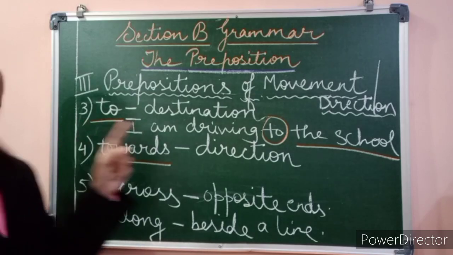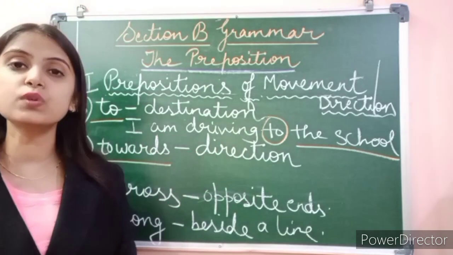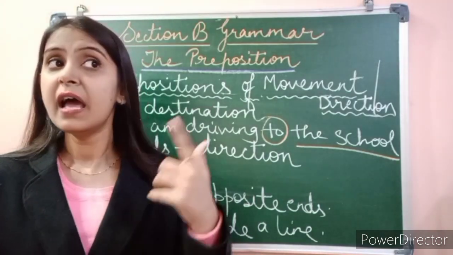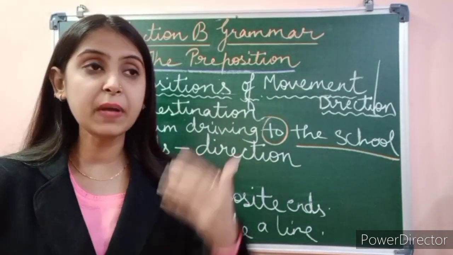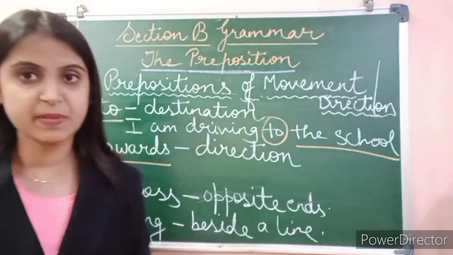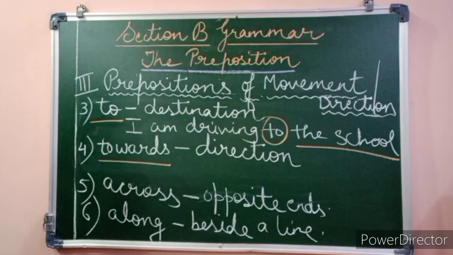Then towards. Towards is used when we talk about direction. For example, I am standing here and I can see the principal coming towards me. Right? So her direction is towards me. So towards is used to show the direction.